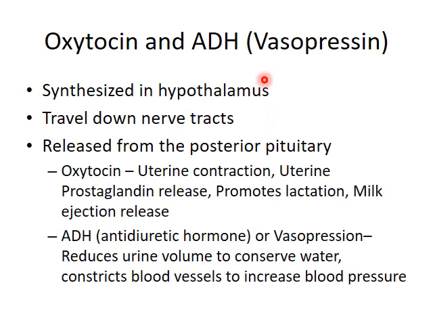So oxytocin and vasopressin are synthesized in the hypothalamus. They travel down the nerve tracts. They're released from the posterior pituitary. So we've talked about these effects before, so we won't spend much time on them here. If you need to, pause and read.